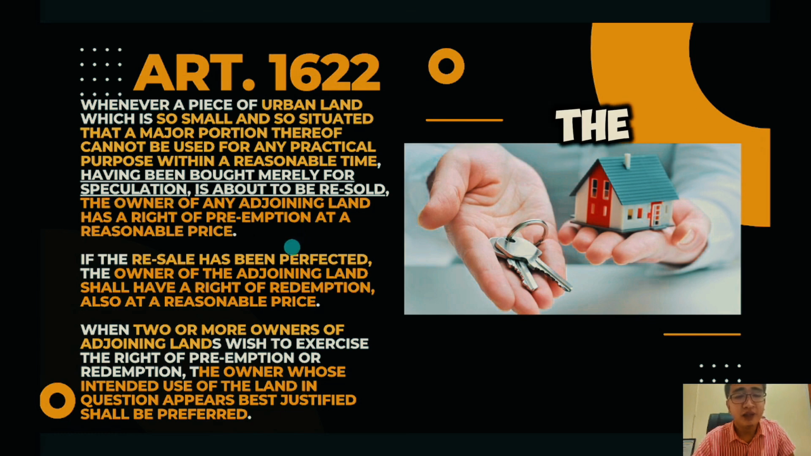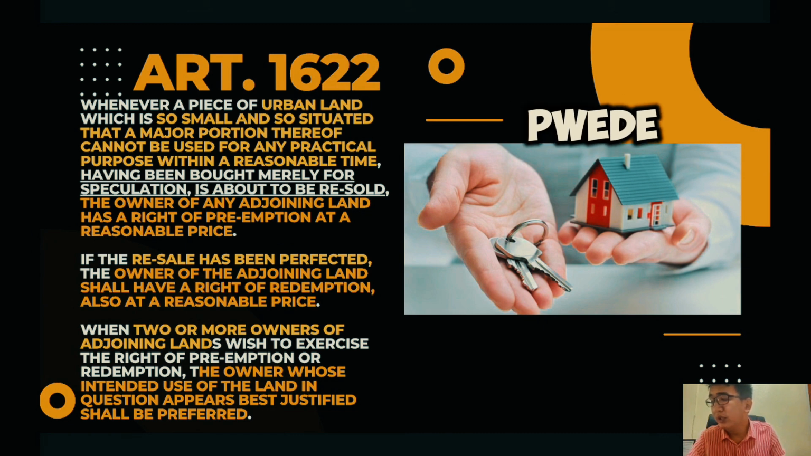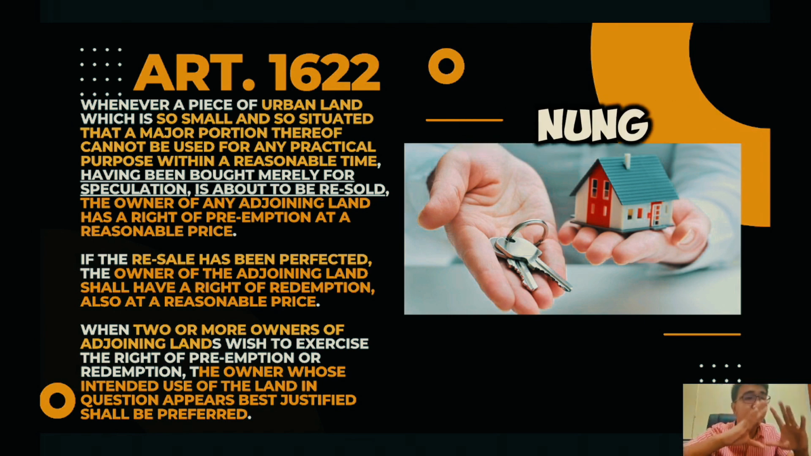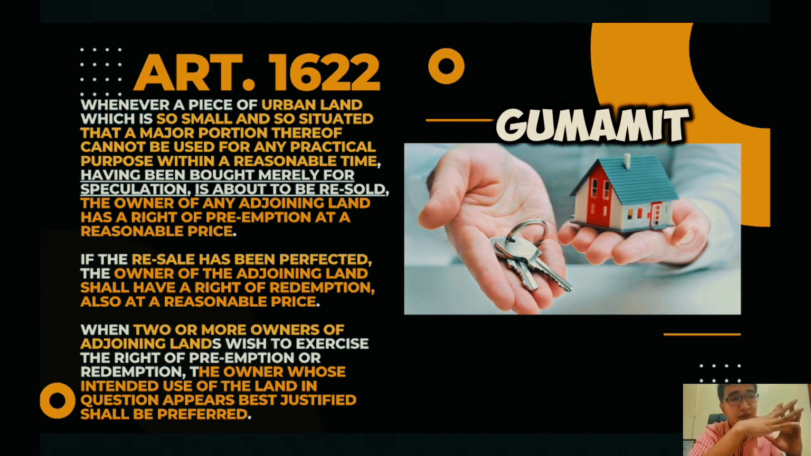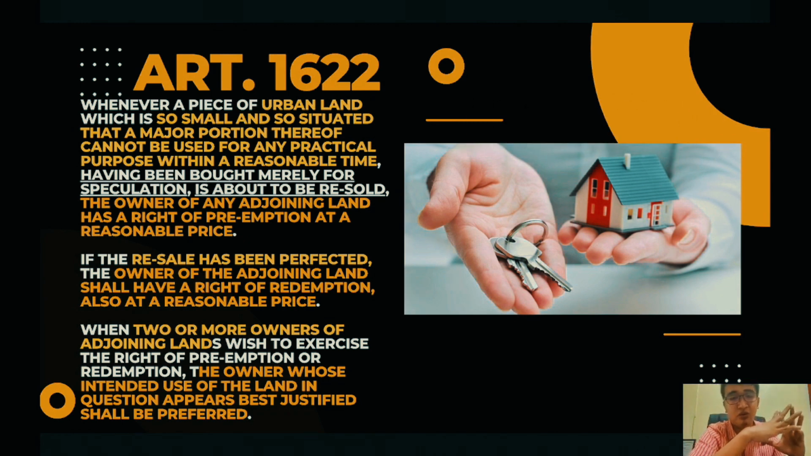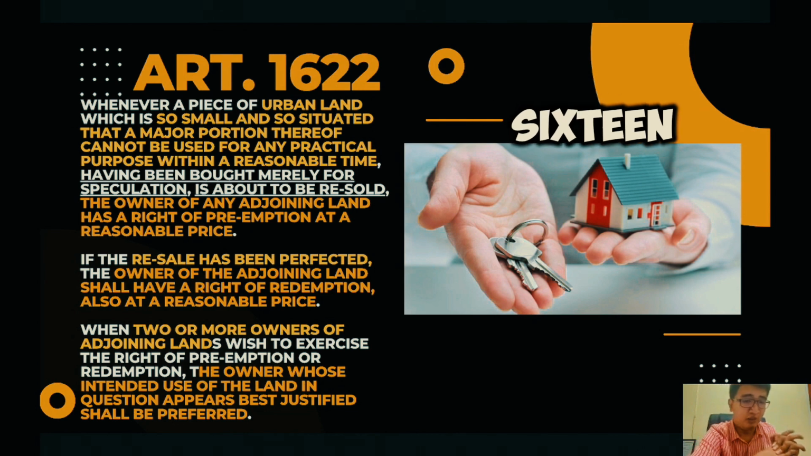Okay? If the sale has been perfected, the owner of the adjoining land shall also have the right of redemption. So, ito dalawang right niya. Kapag urban land and so small and so situated, pwede niyang exercise yung right of preemption, meaning before the sale, and pwede niyang exercise yung right of redemption after the sale. Diba? Why? Because sobrang liit ng lupa na wala ka namang makitang use niya eh. Bakit hindi na lang yung katabi niya ang gumamit nun para magamit naman ng gusto? Diba? Yun yung Article 1622.